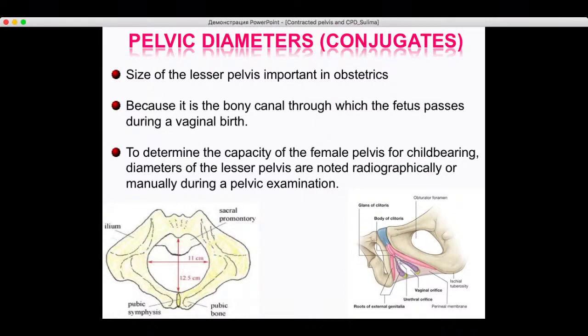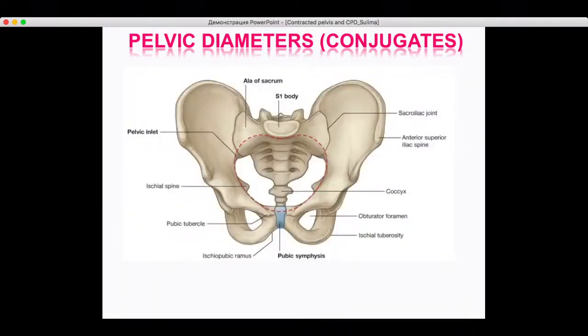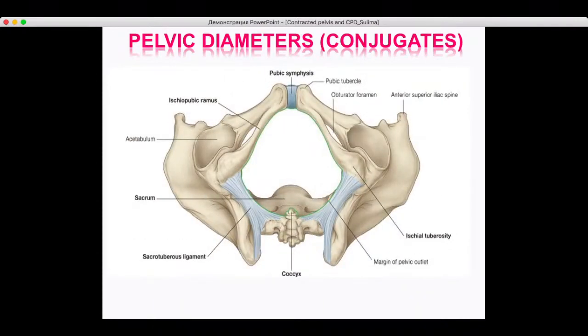In our country, for X-ray examinations you should have strict indications for this procedure, because X-rays have influence on the fetus. That's why usually we do a pelvic examination manually. The pelvic inlet, you know, is oval in form. This is the main anatomical structure and the pelvic diameters of the pelvic inlet.